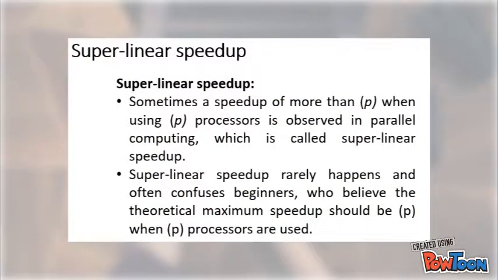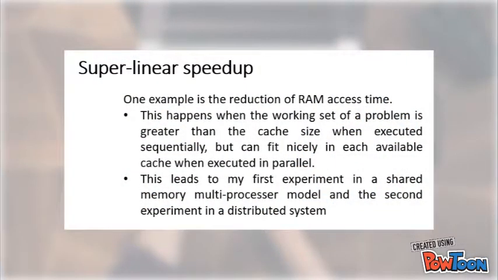Superlinear speedup. Sometimes a speedup of more than P when using P processors is observed in parallel computing, which is called superlinear speedup. This is superlinear speedup.